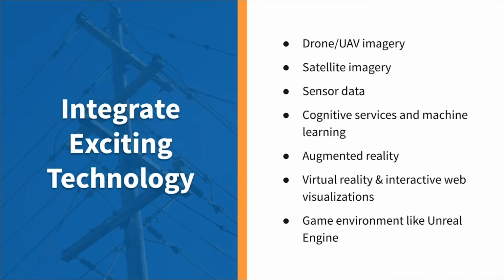You can connect to drone imagery, satellite imagery, or sensor data and incorporate this information with your existing data models. Sensor data can also help you build a smart grid and facilitate network monitoring, management, analytics, and planning. You can also connect to cognitive services to gather intelligence from your data, like natural language processing and computer vision algorithms. You can send data to augmented reality for easy visualization out in the field. You can send it to an interactive web visualization, or even send it to a game environment like Unreal Engine so that you can let people explore your infrastructure in a virtual world.